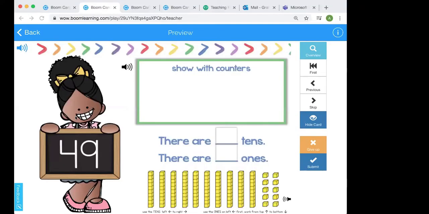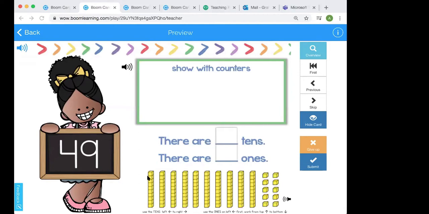Hey y'all, it's Miss Graham. Now we are going to talk about place value. So let's look at this number over here. What number do you see? Did you say 49? That's right, it's 49. We're going to build it first. Can somebody tell me how many tens we need?